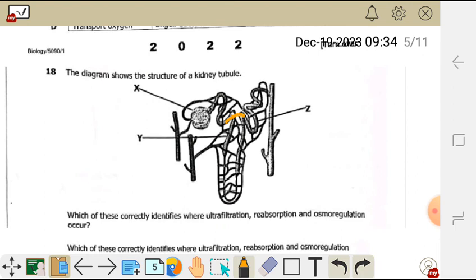In Y, here, which is the descending loop of Henle, there we have reabsorption. Reabsorption in the loop of Henle. There we have reabsorption in Y. Then Z is pointing here close to the collecting duct where osmoregulation takes place. So osmoregulation in Z, reabsorption in Y, and ultrafiltration in X.